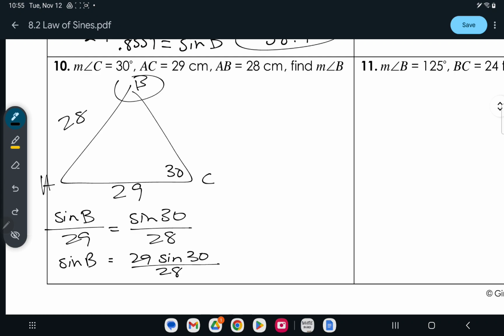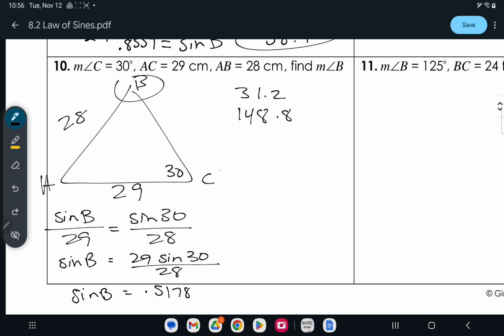So let's see. 29 sine 30 divided by 28 gives me 0.5178. So then I can do the inverse of that, 0.5178, and I get 31.2. So let's do 180 minus 31.2, and I get 148.8.